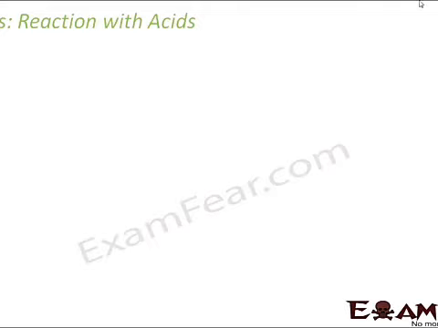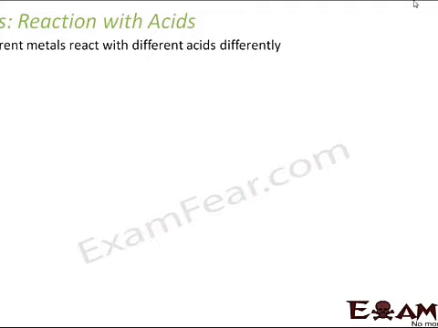Now we will see how metals react with acids. Here also we will see that different metals react with different acids differently. So even if you take the same acid and make it react with different metals, the reactions will be different. If you take different acids with the same metal, in that case also the reactions will be different. So basically it depends on which particular metal is reacting with which particular acid.